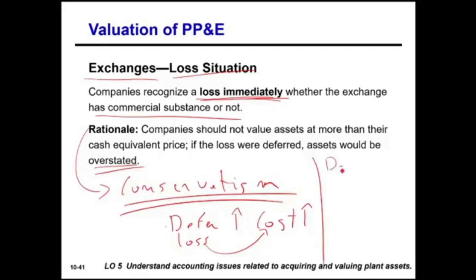You cannot overstate assets. But let me just put this note here. If we defer the gain, what's going to happen, you will see later on, is the cost of the asset will go down. The gain will reduce the cost of the asset. That's why we can defer the gain, but we cannot defer the loss, because it's going to increase the cost of the asset. So this is deferring gain. This is gain, not losses. So please don't mix the two.